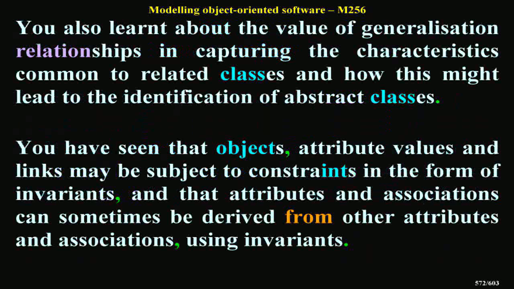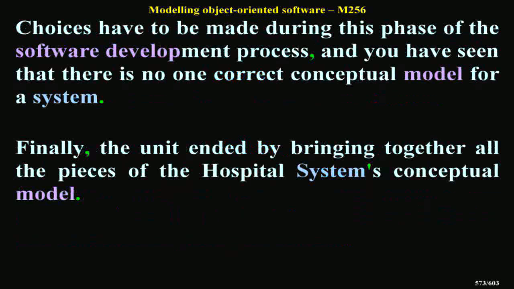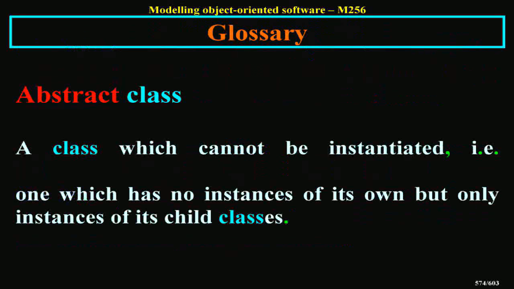You also learned about the value of generalization relationships in capturing the characteristics common to related classes and how this might lead to the identification of abstract classes. You have seen that objects, attribute values and links may be subject to constraints in the form of invariants, and that attributes and associations can sometimes be derived from other attributes and associations, using invariants. Choices have to be made during this phase of the software development process, and you have seen that there is no one correct conceptual model for a system. Finally, the unit ended by bringing together all the pieces of the hospital system's conceptual model.